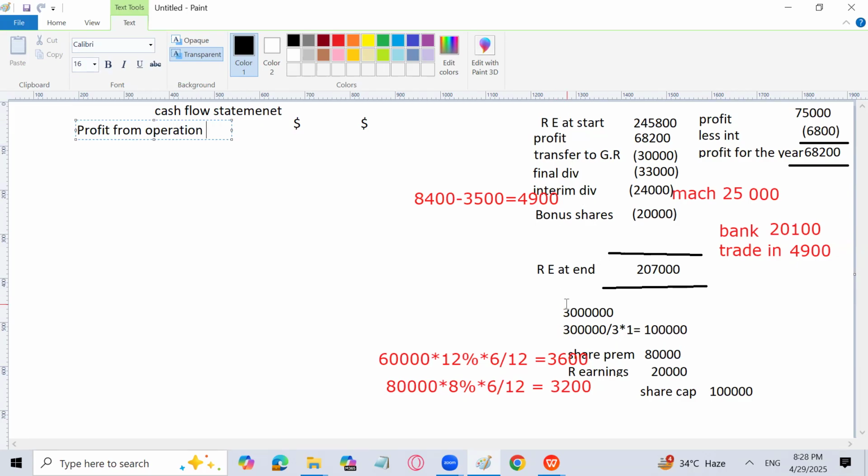We have gone in reverse by adding bonus share taken from retained earnings, interim dividend, final dividend, transfer to general reserve, and retained earnings at the start to get profit. And then we have added interest expense to profit to find profit from operation, through which we are going to start the cash flow statement, which is 75,000. So if there is any problem, you can ask me, because this is the most difficult point regarding this question.